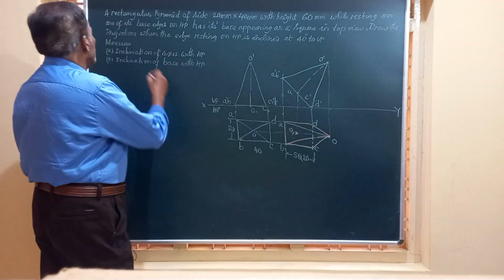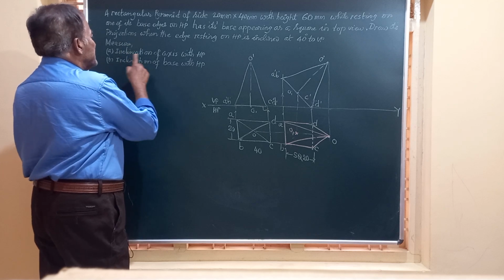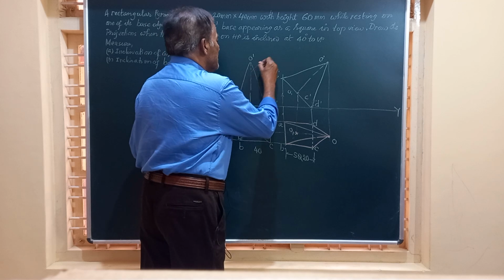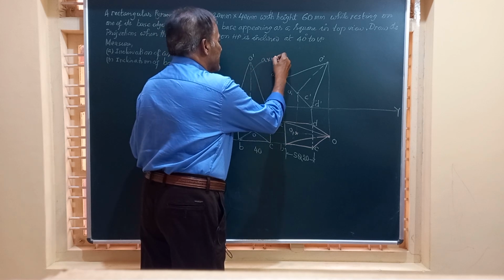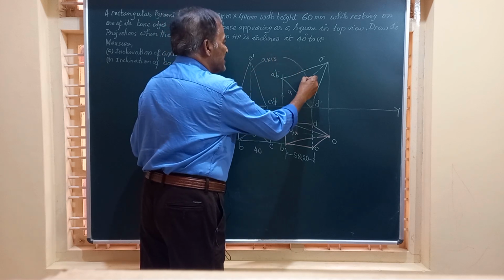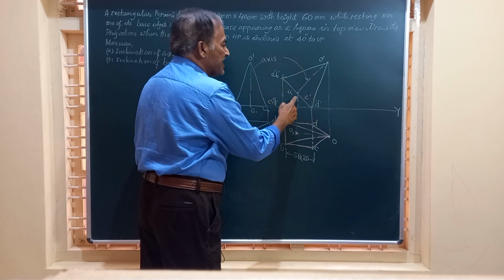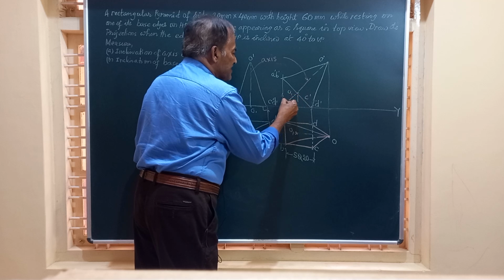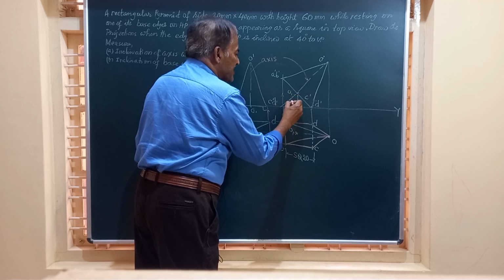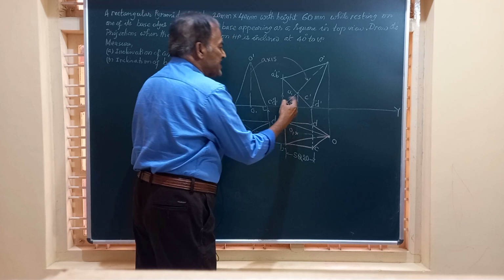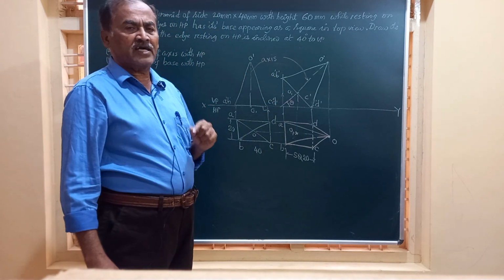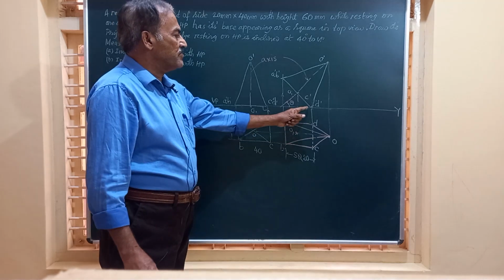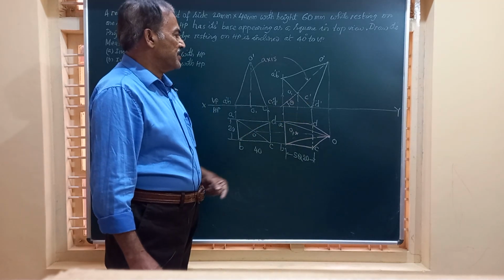In the question, we have been asked to measure the inclination of the axis with the HP. Friends, here O dash, O1 dash is the axis. Again, this is the axis, and that axis is at an angle to HP. So you can extend that line and find out what is that angle theta. So theta can be measured. Theta is the inclination of the axis of the solid when it is making an angle with HP.